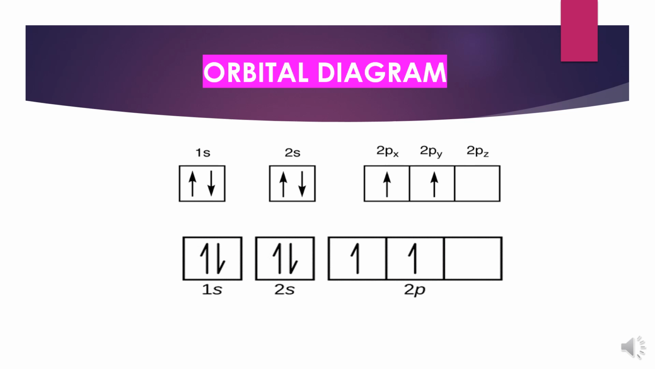Here you can see in this example we have three types of boxes. First for 1s, and these are to be drawn in increasing order of energy towards the right hand side. So 1s, 2s and 2p orbitals are shown here. Now how to represent electrons? We can use arrows here. And as we know, in an orbital, two electrons must have opposite spin.